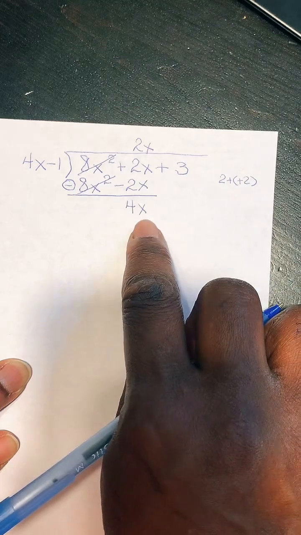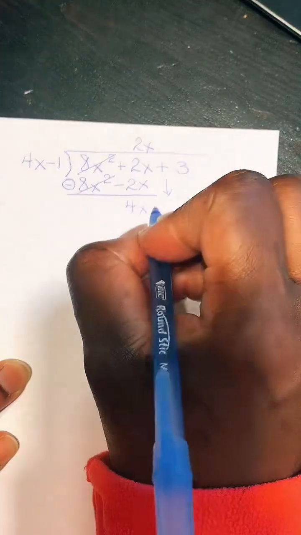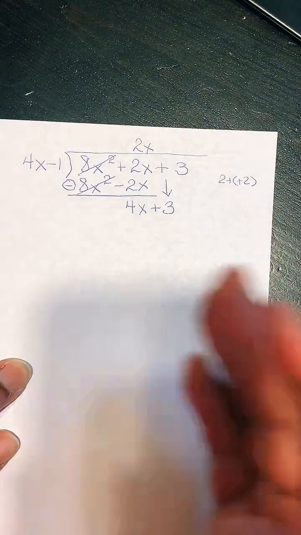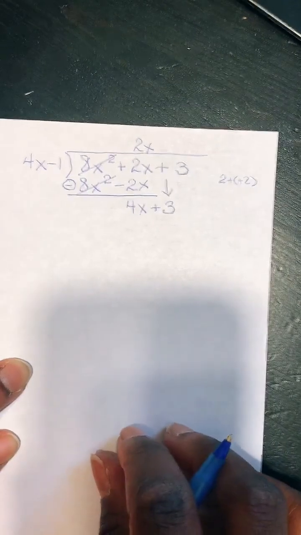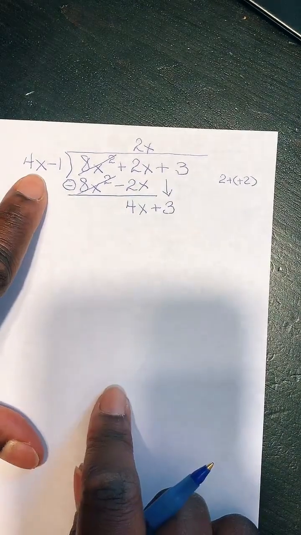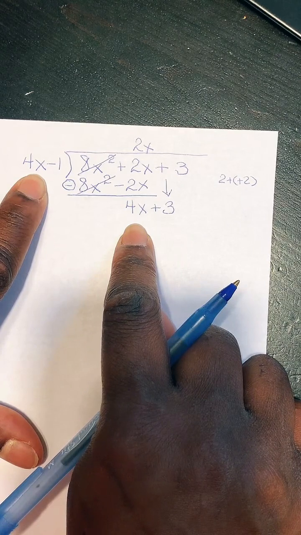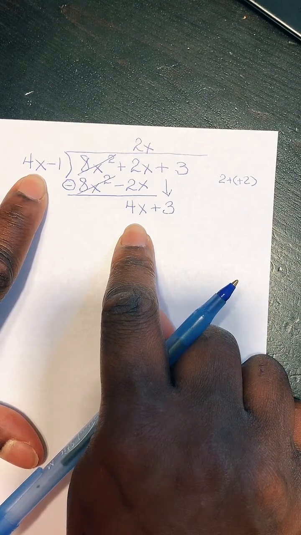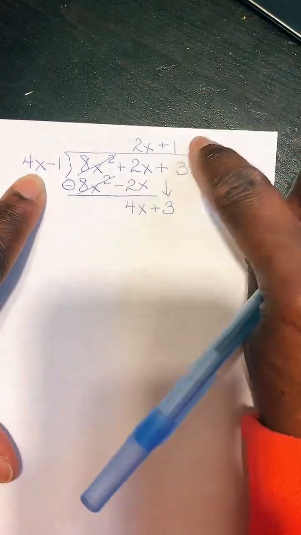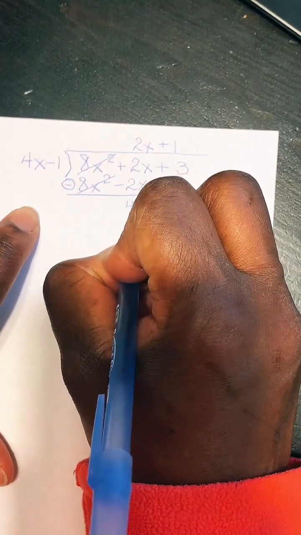So once we solved, now we need to bring down the next term. So the next term is plus 3. So now we're going to do the process all over again. So we got to think, what number times 4x gives me 4x? One. Good. Positive 1. So we got plus 1 coming up here because 1 times 4x gives me 4x.